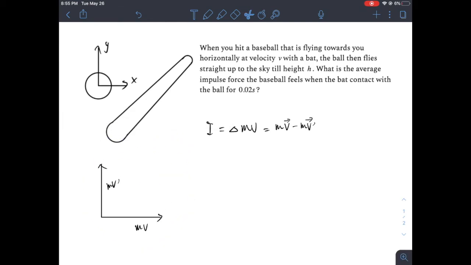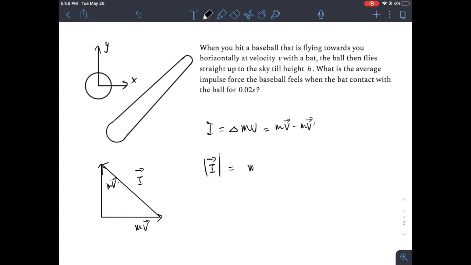So if we use some vector analysis, we can see the impulse will be the vector from the end of mv pointing toward the end of mv prime, and that's the vector for impulse. Then what is the magnitude of impulse? Because we want to find the average impulse force.